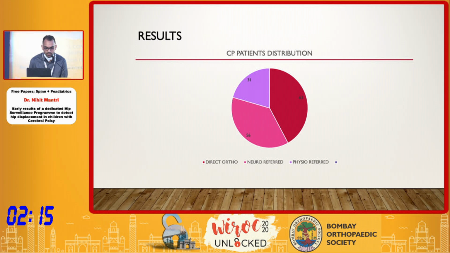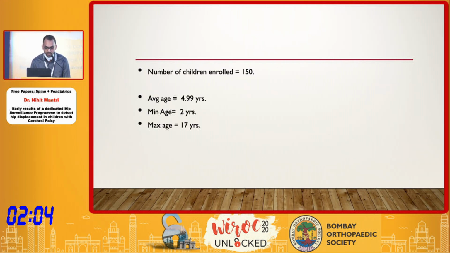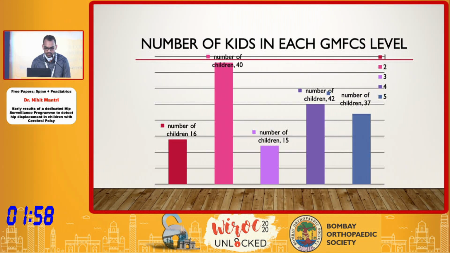In the results, we found that directly referred to ortho were 63 patients, referred from neuro were 56 patients, and referred from physio were 31 patients. The total number of children enrolled over the 1-year period is 150, with an average age of 4.99 years, with a range of 2 to 16 years.